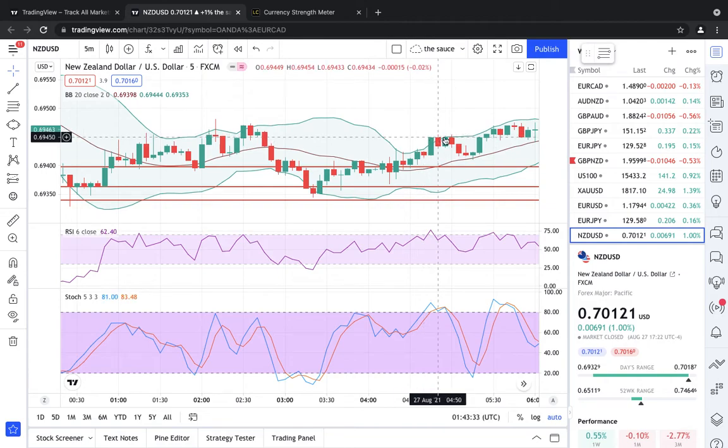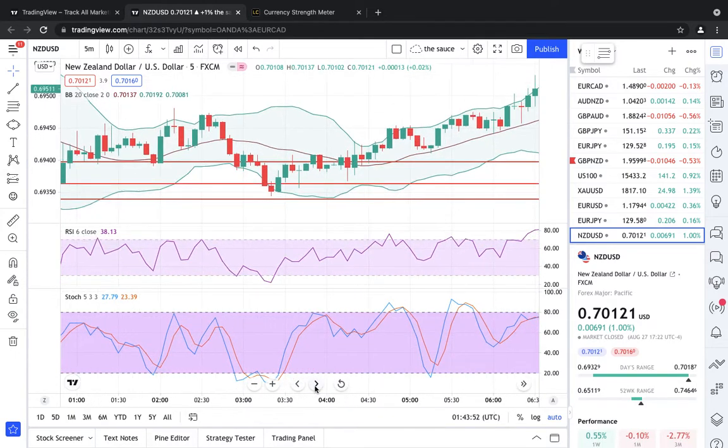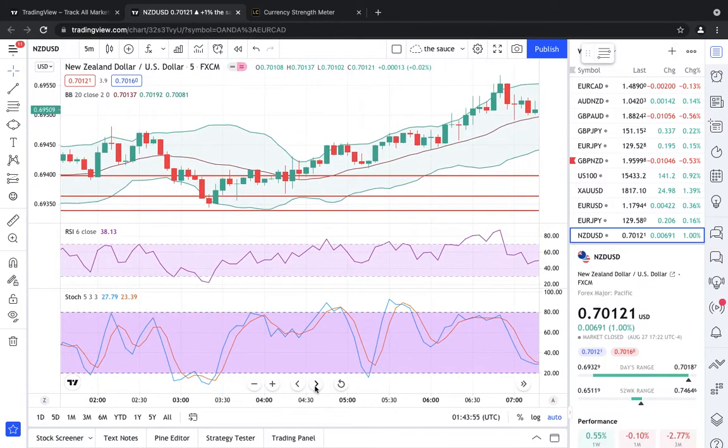Here again, 1, 2, 3, 4. As I said, guys, it doesn't have to be a long stretch. It can be so small. 1, 2, 3. Even though I wouldn't take this, I would take this one definitely. 1, 2, 3, 4. See? As long as it touches it more than 3 times, for me, that's it.